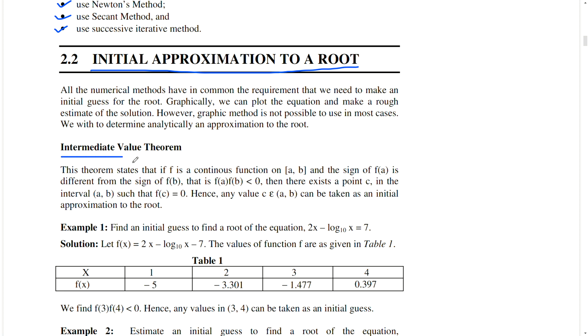Intermediate value theorem. This theorem states that if f is a continuous function on [a, b] and the sign of f(a) is different from the sign of f(b), that is f(a) f(b) less than 0, then there exists a point c in the interval (a, b) such that f(c) is equal to 0. Hence, any value c in (a, b) can be taken as an initial approximation to the root.